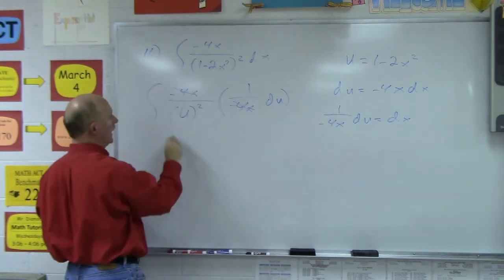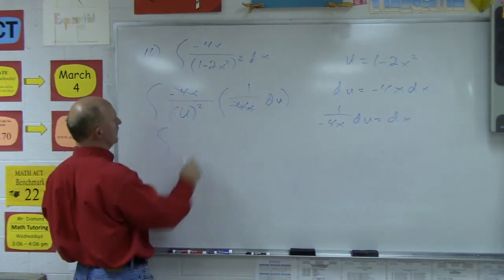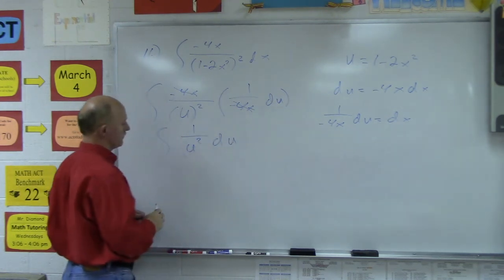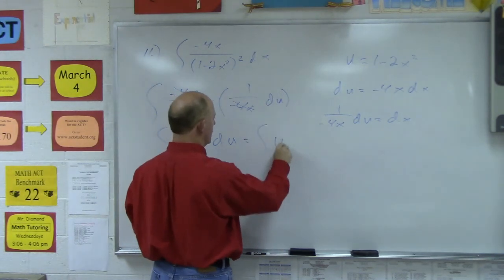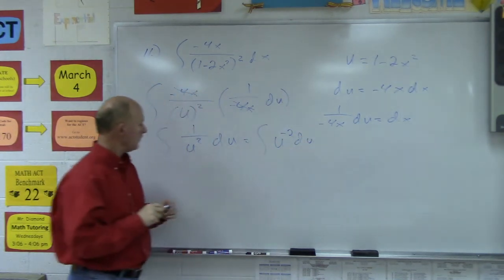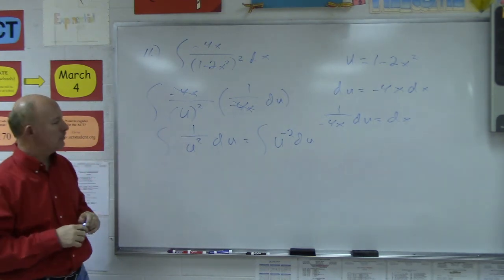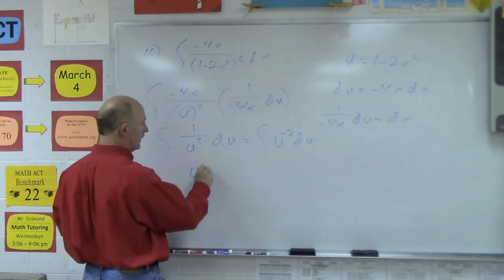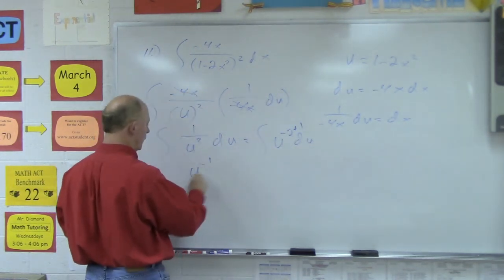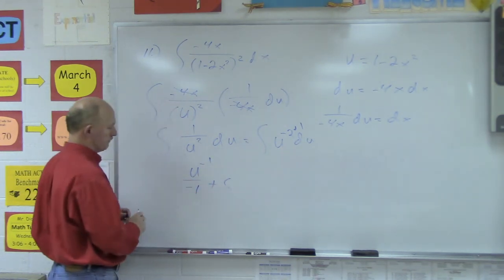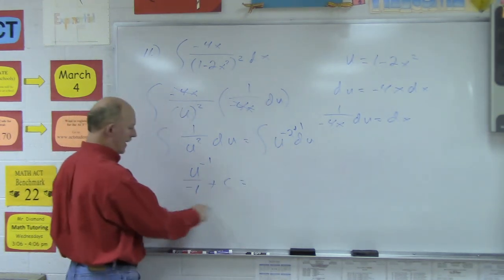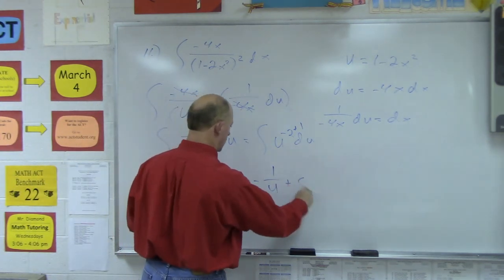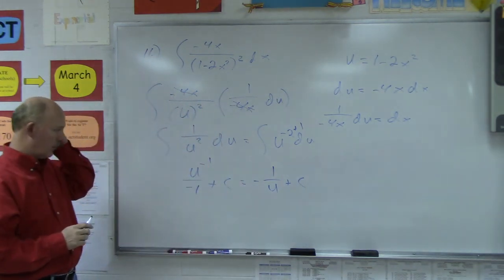Now the negative 4x's are going to cancel, and our integral becomes 1 over u squared du. I can rewrite this as the integral of u to the negative 2 du. So 1 over u squared is the same thing as u to the negative 2. Again, we need to see that exponent there. Let's use the power rule now. We add 1 to the exponent, so it'll be u to the negative 1 divided by negative 1, plus c. As we simplify, this becomes negative 1 over u plus c.